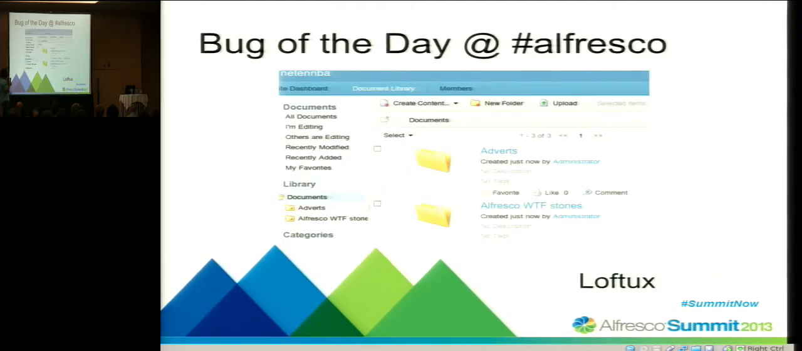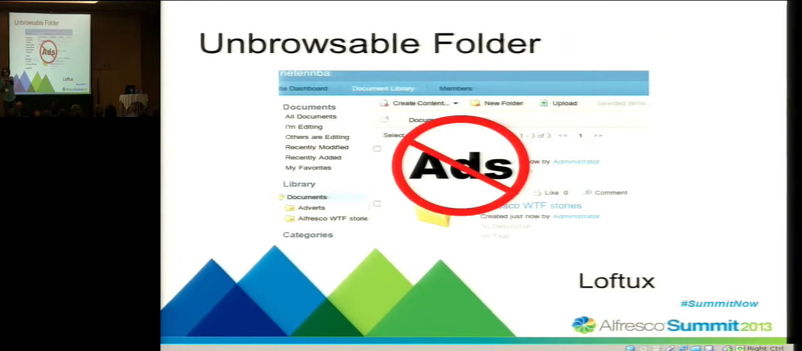So we say, let's carry on. And if you hang out on the Alfresco IRC channel, you have people like Loftus who will say, oh, this is the bug of the day that I have discovered. If you create a folder called adverts in your data library on your site, you will not be able to browse any of the subdirectories. This is actually not a bug in Alfresco. He just has a plugin in his browser to prevent advertisement. So if you come with a user that says, I cannot browse my adverts folder, it's probably because of this.